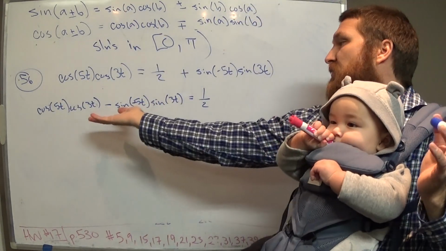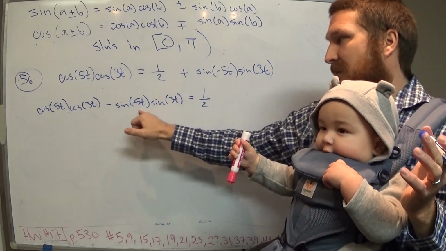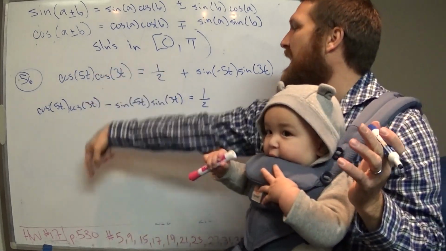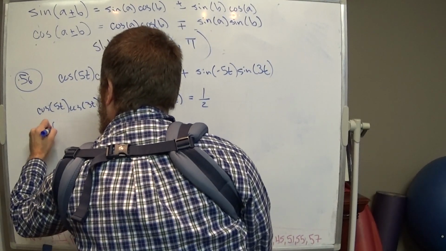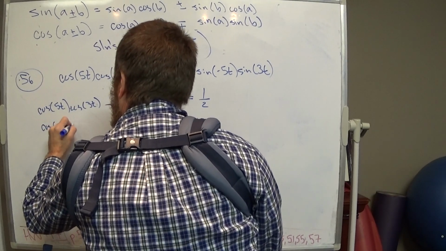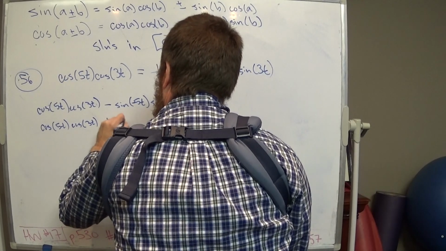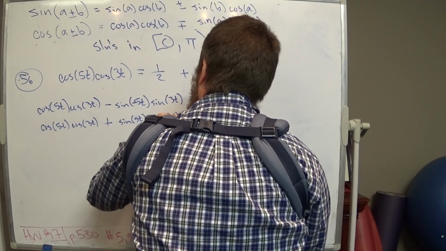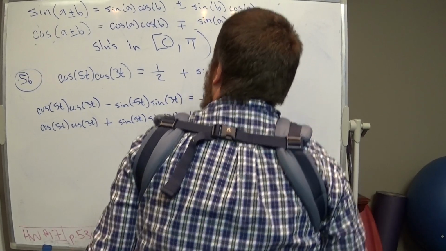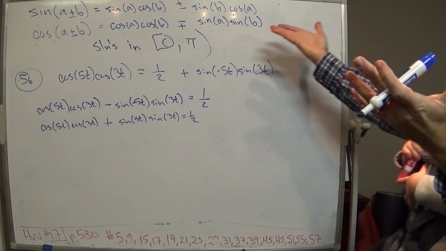But it's not, and so we have to make it match up, right? This has to be the same as that. This is not the same as that, so we take out the minus, and what happens? It's cosine of 5t times cosine of 3t plus sine of positive 5t sine of 3t is equal to 1/2. Now, can I apply this? Yes. And so what does it equal?